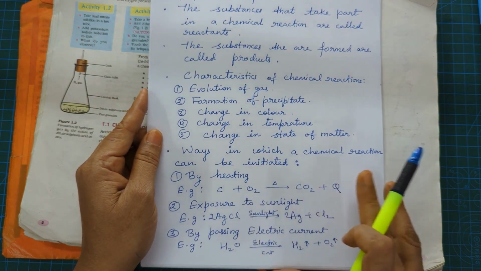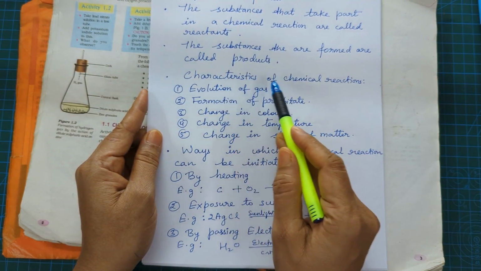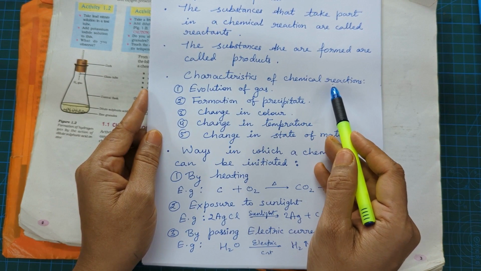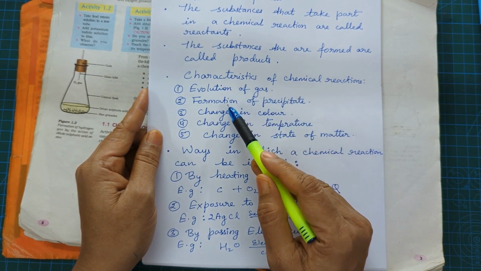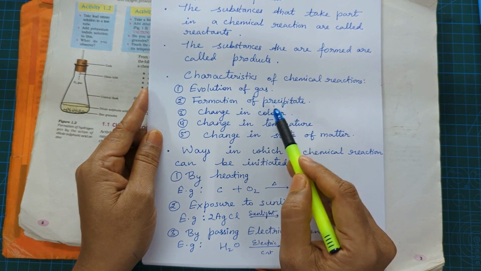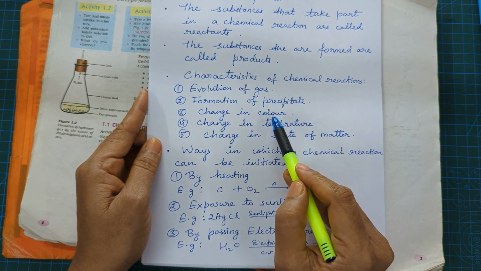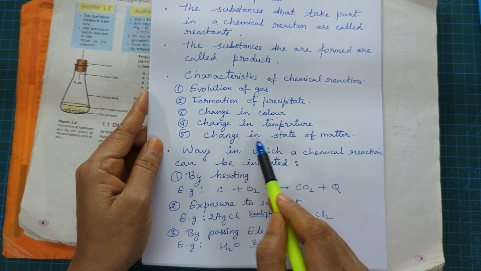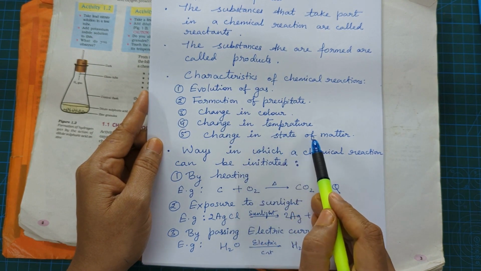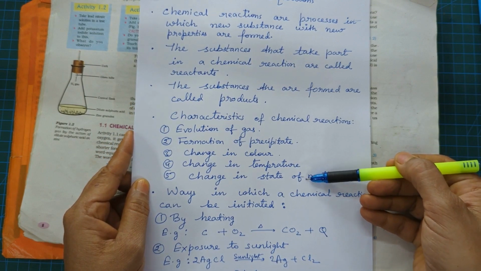So when a chemical reaction occurs, what happens? That will be the characteristic features of a chemical reaction. During a chemical reaction, a gas may be evolved or a precipitate may be formed. Some change of color of the final product may happen. A change in temperature, like the reaction may be exothermic or endothermic, or a change in the state of matter may happen. So this is what we should know about the chemical reaction.